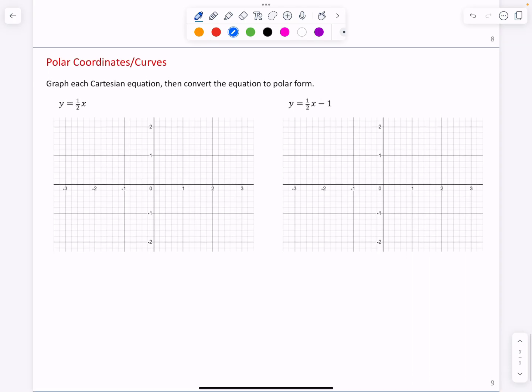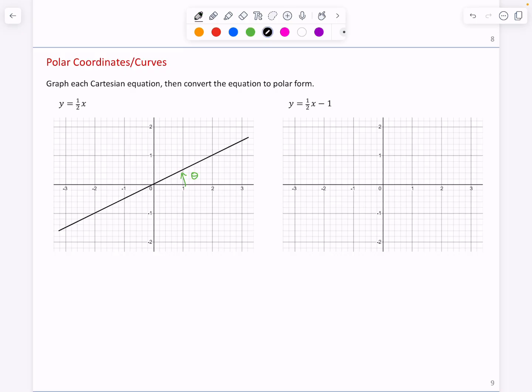Graph each Cartesian equation, then convert the equation to polar form. So here we have some just basic lines. Y equals 1/2 x. This is a line that passes through the origin and has a slope of 1/2. To find an equation for this line through the origin, we simply need to find any angle in standard position that terminates on that line. So this angle theta, that's acute and positive, will suffice.